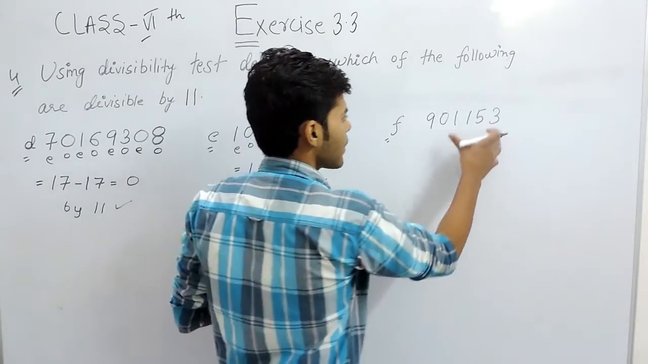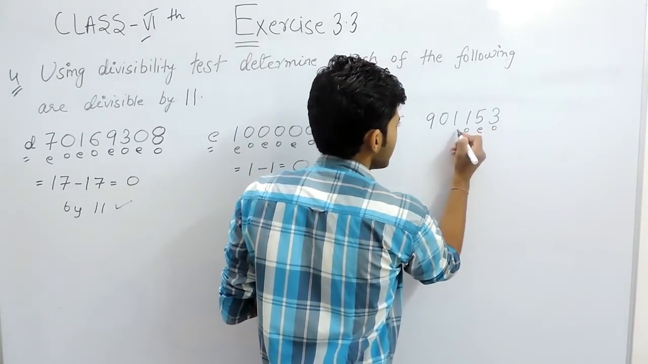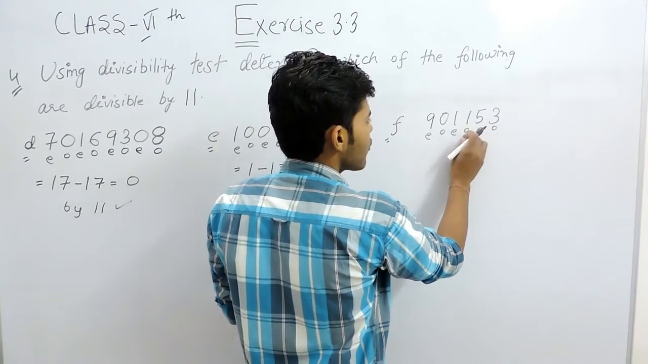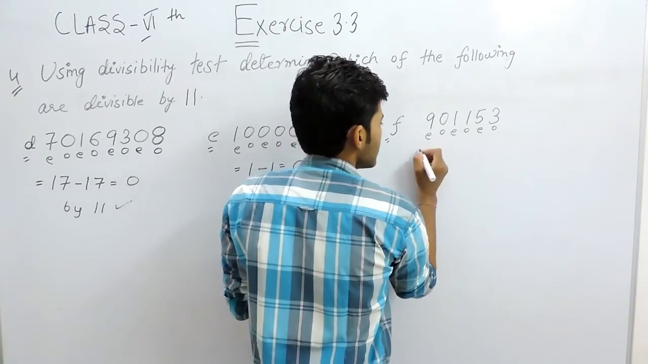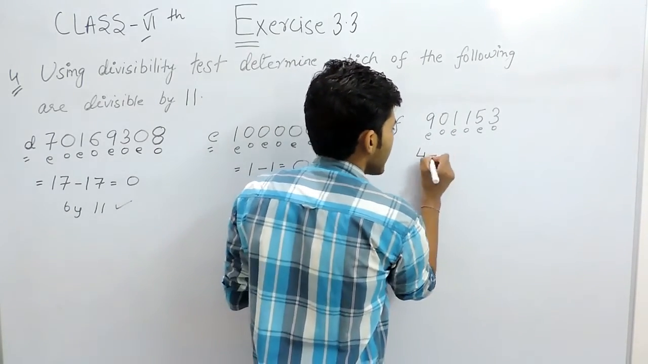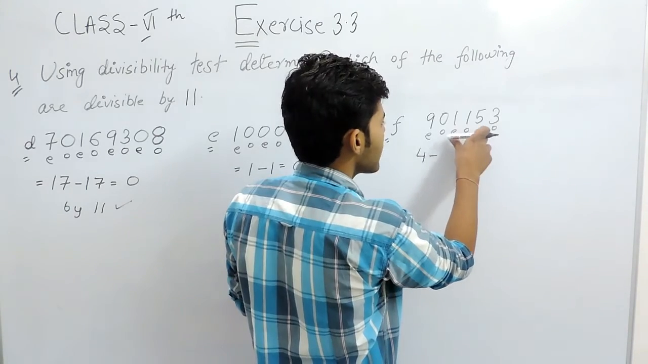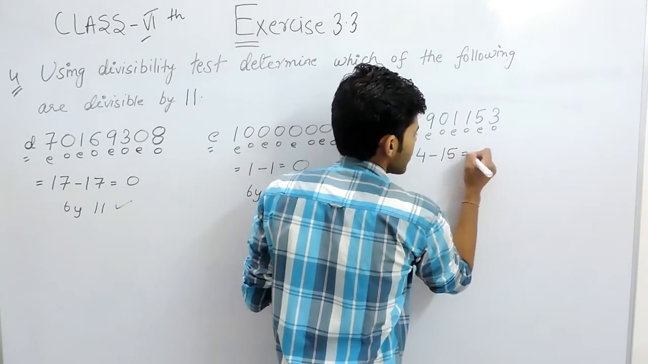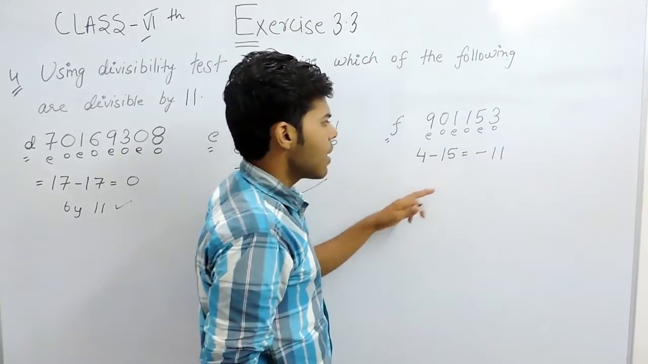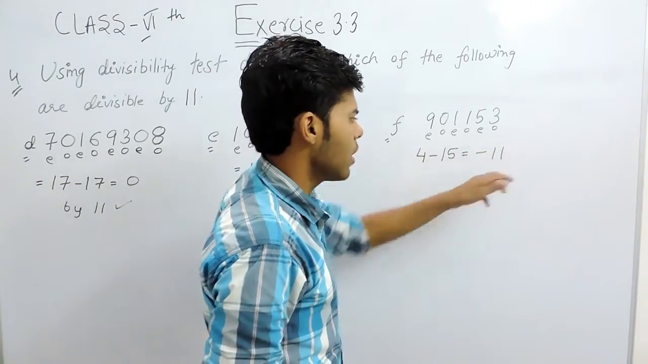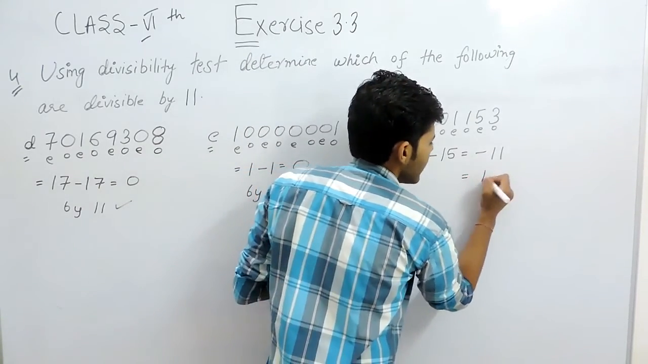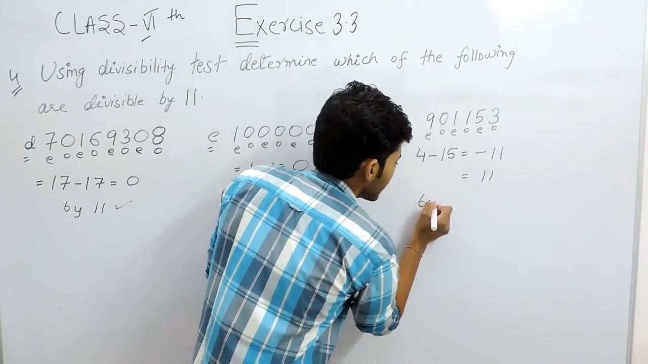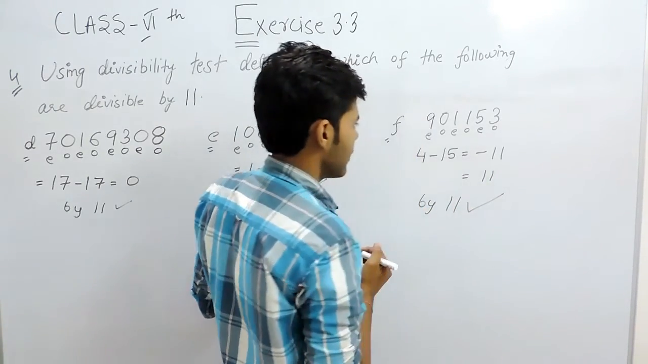Now the last part, we'll again do the same thing. Now we'll sum the odd places. 3 plus 1 is 4, 4 plus 0 is 4, minus sum of even places, 5 plus 1 is 6, 6 plus 9 is 15, so that will be minus 11, but we'll take this to be positive, so we'll suppose this to be 11, and 11 will be divided by 11, so this complete figure will also be divided by 11.